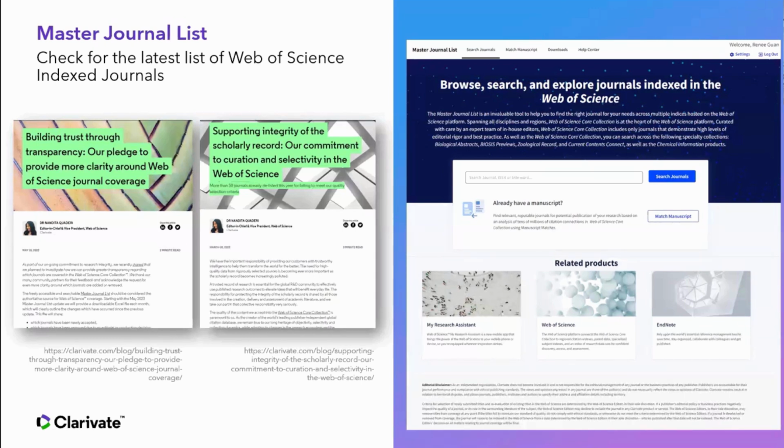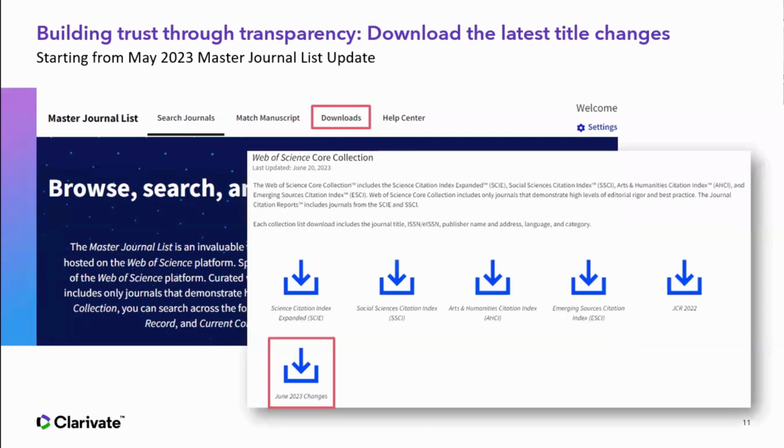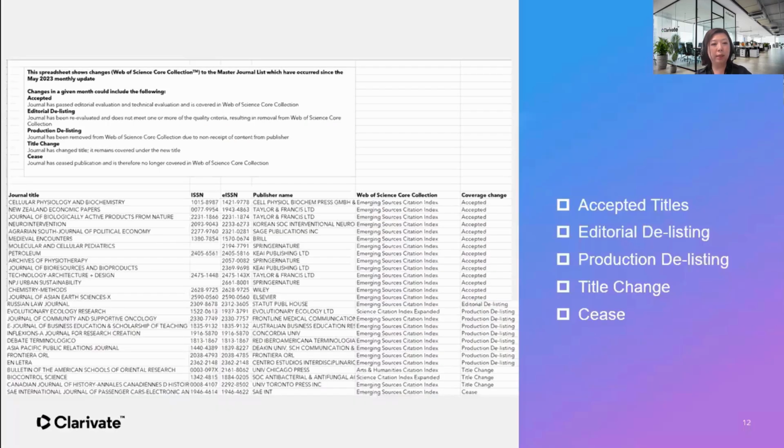And you can go in to just do a simple verification of the journal's name to see whether it's indexed in the Web of Science core collection. This list is updated on a monthly basis, and there is a download section that allows you to download the latest title changes of each month. So this is an example of how the change document will look. It's a simple Excel spreadsheet that you can download, and it will show you titles that were newly included for the month, like these. And it will tell you that it was in ESCI.